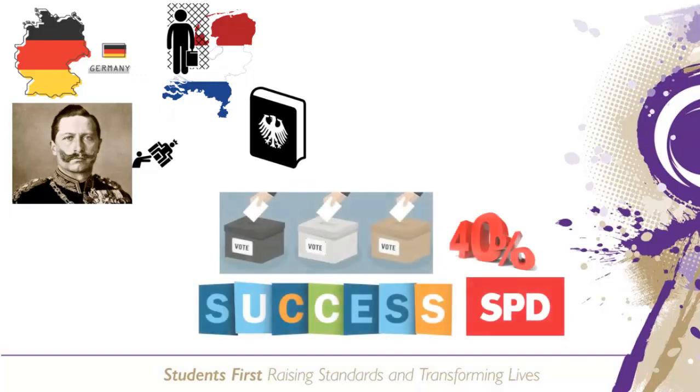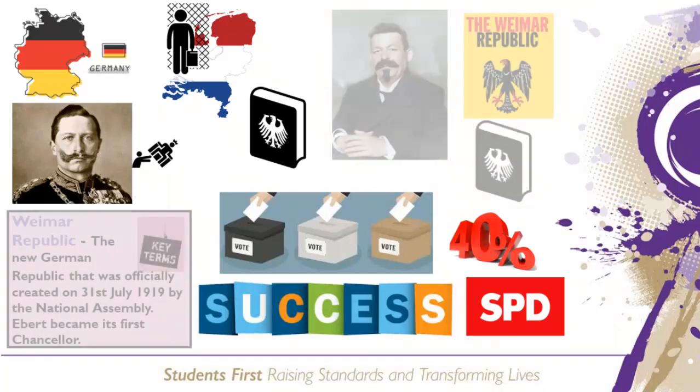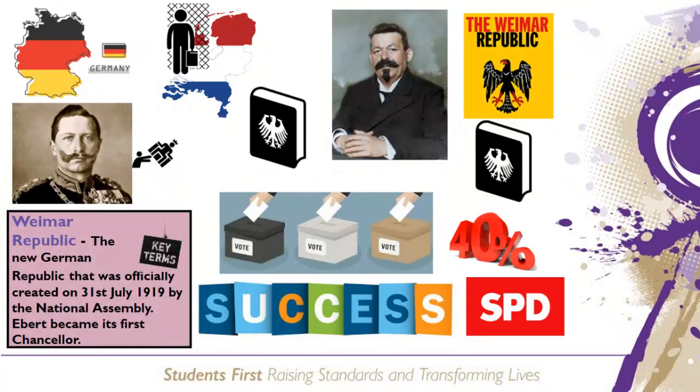The elections were held in January 1919, with the SPD winning 40% of the vote. The Assembly met in Weimar on the 31st of July 1919. They agreed to the new constitution by 262 votes to 75. The new republic, now governed by the constitution agreed in Weimar, became known as the Weimar Republic.